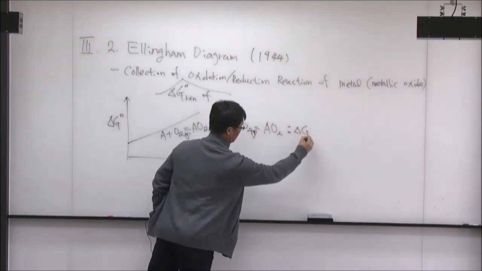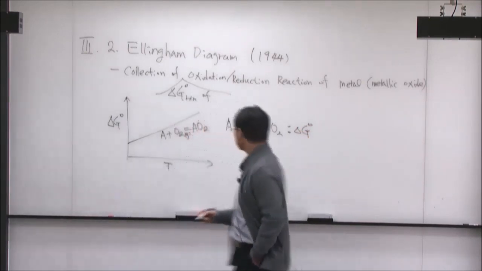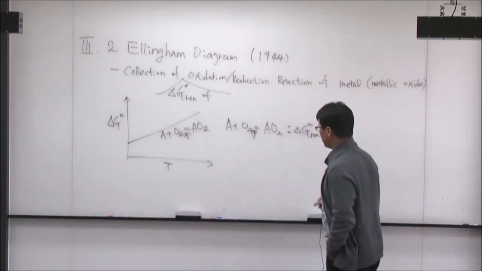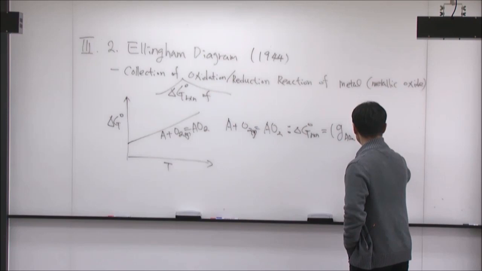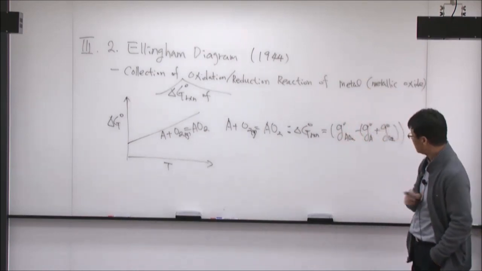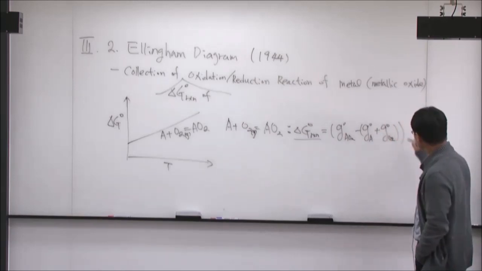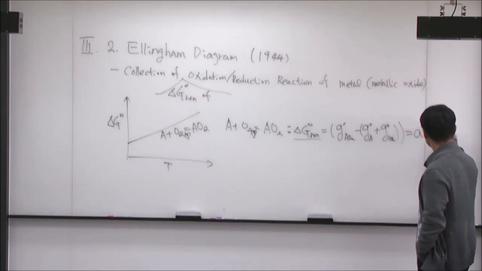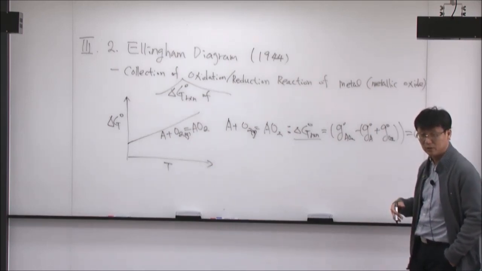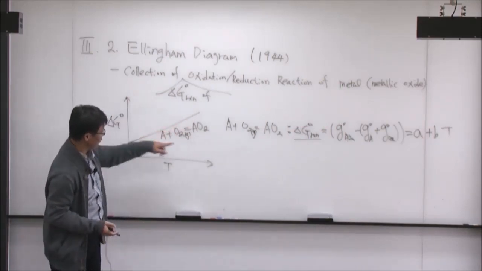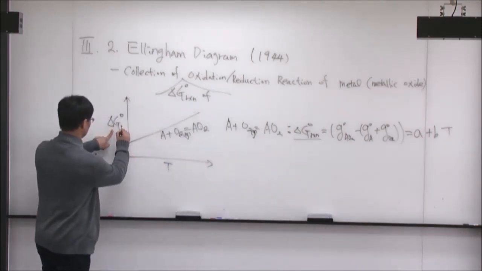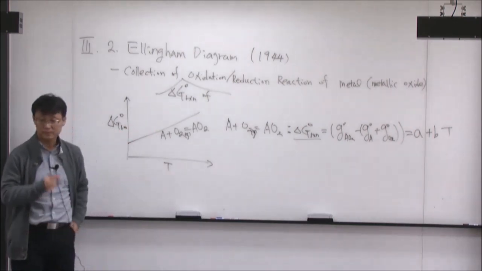And we can define what the delta G naught of this reaction is. This is basically the Gibbs energy of AO2 minus the Gibbs energy of A and the Gibbs energy of O2, yeah? And these are pure standard states, okay? And this is typically A plus BT. So it's almost a linear function of temperature, okay? That's actually this graph here. So delta G naught of reaction with the temperature, okay?